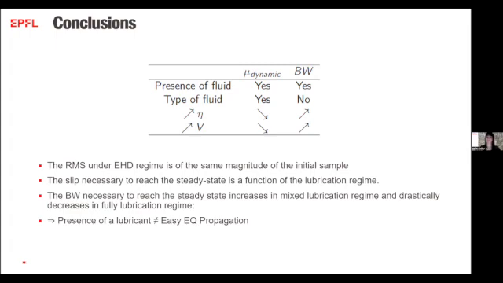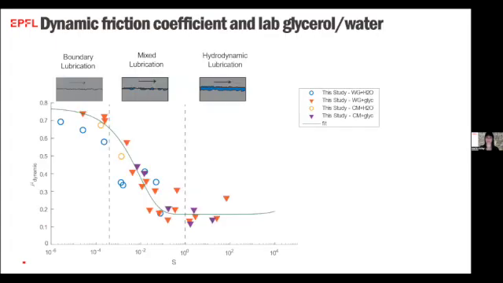condition. And this is quite funny because you can have a very, very small friction coefficient under mixed lubrication condition. It is probably the smallest friction coefficient we have, but it is the highest breakdown work. That means that even if we have a lubricant, that doesn't mean that we have an easier earthquake propagation, with this very large breakdown work.